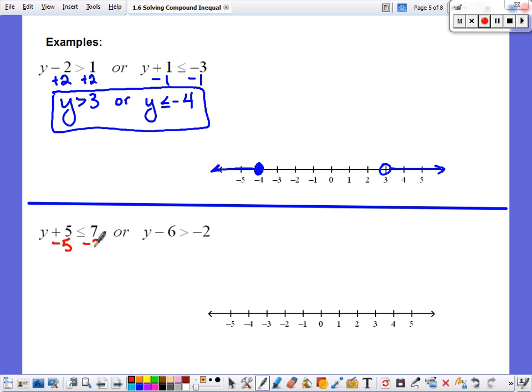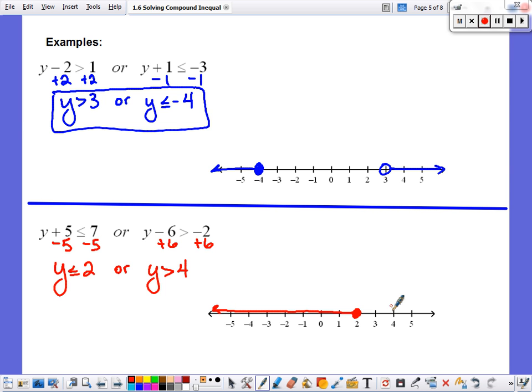But subtract 5 on this one, and you get less than or equal to 2. Got the word or, it just keeps coming. Add 6. I haven't multiplied or divided by a negative, so no need to flip anything. So I have y is less than or equal to 2. And so it's going to be closed, and it's going to be less than or equal to 2.